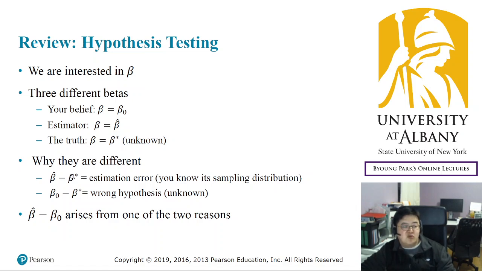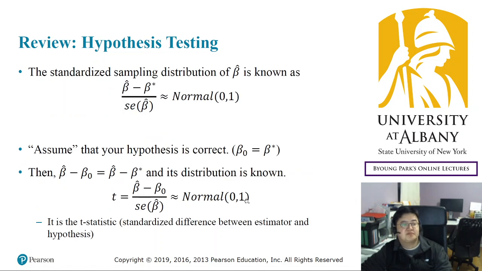And anyhow, we don't know beta star, so what we can rely on is the difference between the estimator from the data and the value implied by the hypothesis. The difference between these two can arise from the estimation error or from the wrong hypothesis, from one of the two reasons or some kind of mixture of them. And then how can we handle that problem?